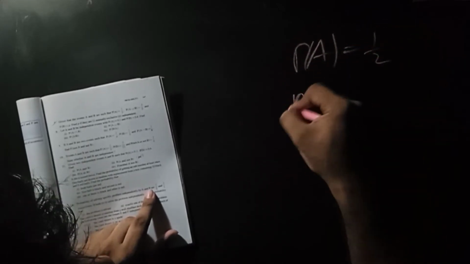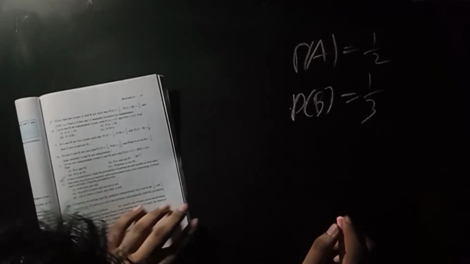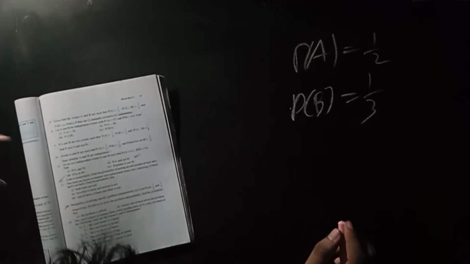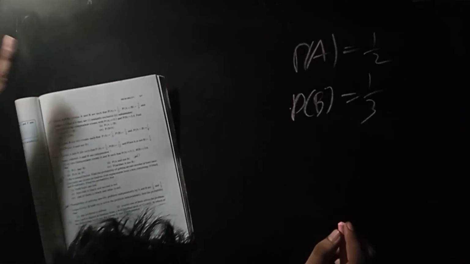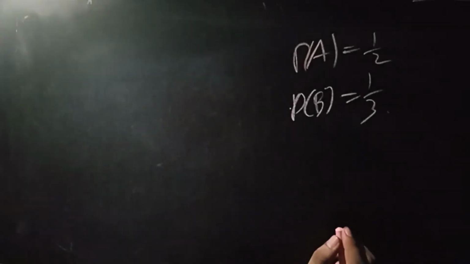The probability of A solving is given to be half. The probability of B solving is given to be 1/3. So the question is, find the probability that the problem is solved if they both try to solve the problem independently.